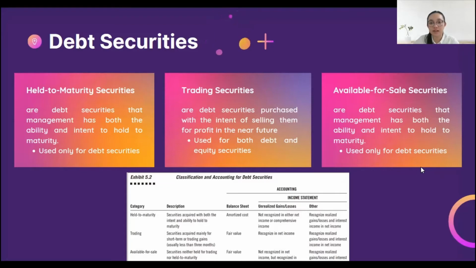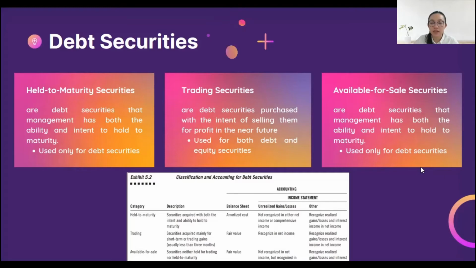Trading securities are debt or non-influential equity securities purchased with the intent of selling them for profit in the near future. It is usually less than 3 months. Trading securities are current assets. Companies report them at fair value at each balance sheet date. Unrealized gains or losses and realized gains or losses are included in net income. Interest income from trading securities held in the form of debt is recorded as it is earned. The trading classification is used for both debt and equity securities.